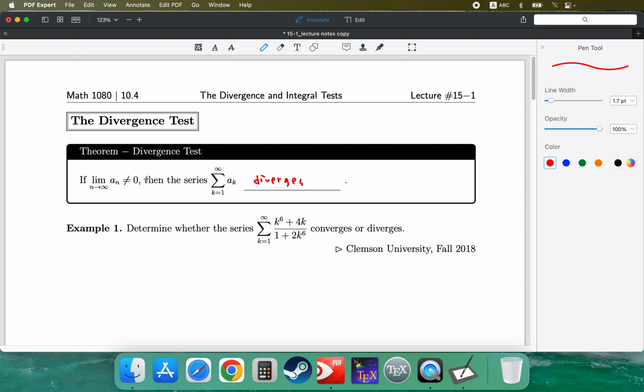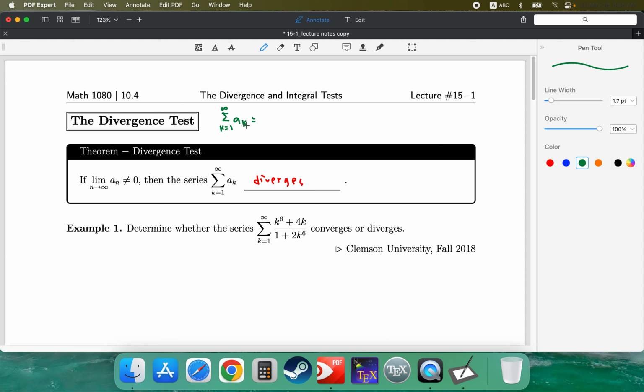Notice that for the divergence test, we are checking the limit of the nth term. We are checking a single term, but our conclusion is about the series. Let's see why it is true. Of course, this is not a formal proof. If you want to know the formal proof, please take a look at the textbook. This is just a brief explanation.